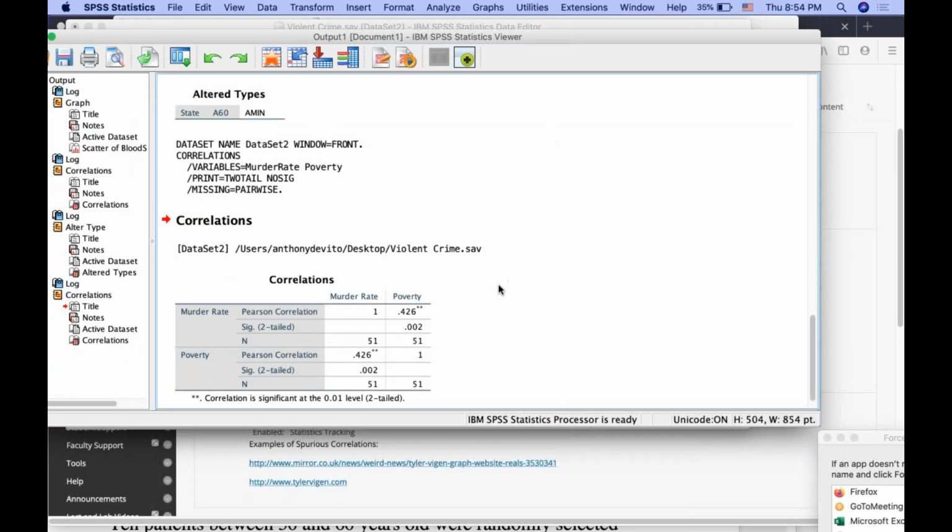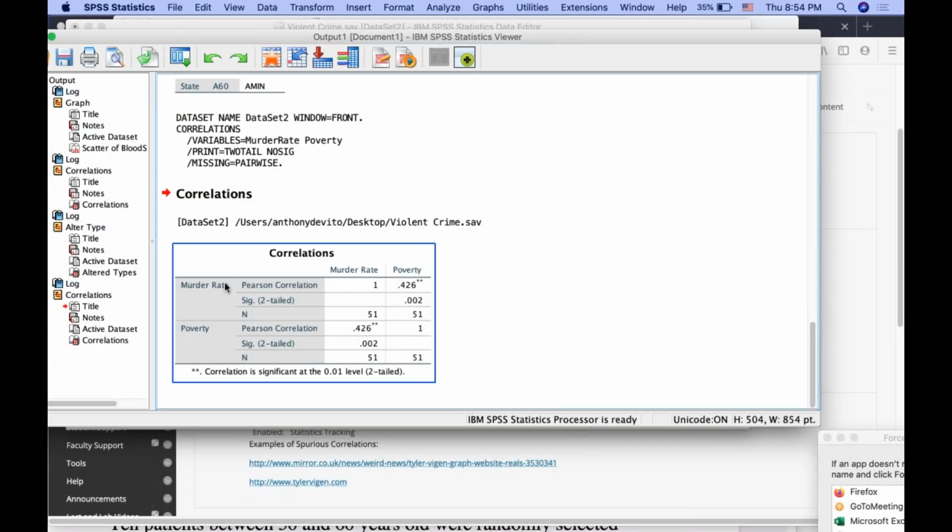Let's see what we get. Okay, so Pearson's correlation coefficient for the murder rate compared to the poverty rate is 0.426. Okay, it's associated. It's not that strongly associated, but it's definitely associated. Can I reject the null hypothesis and say that there is indeed an association, a correlation between these two? Significance is 0.002. It's less than 0.05. So yes, you can reject the null hypothesis, right?